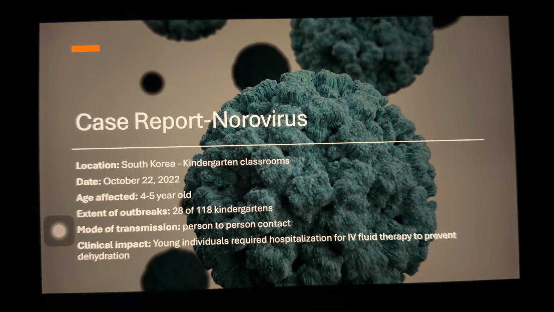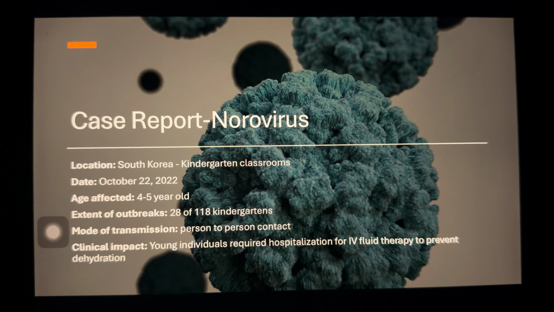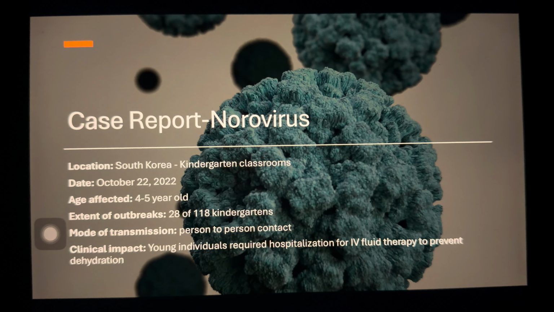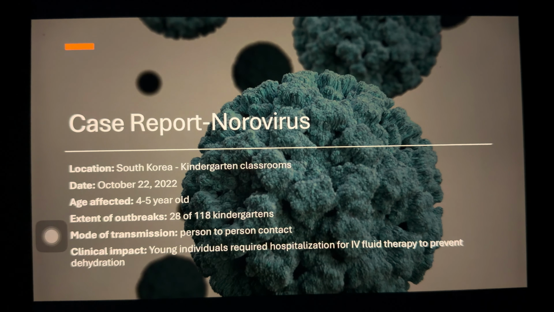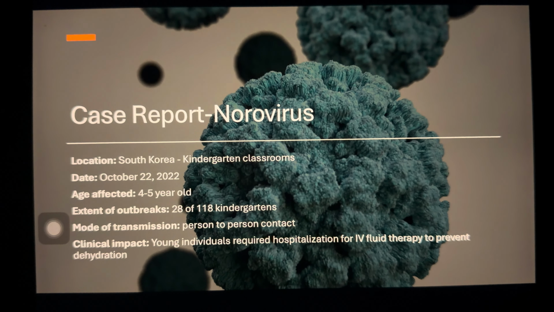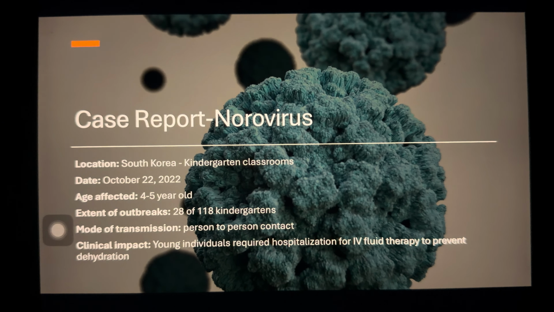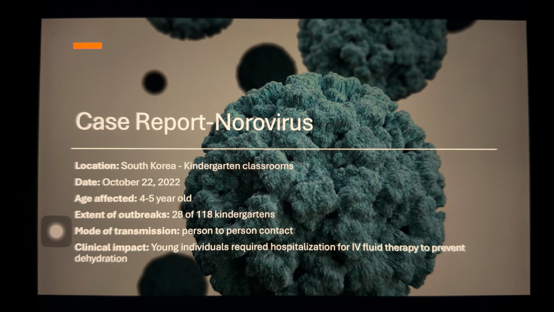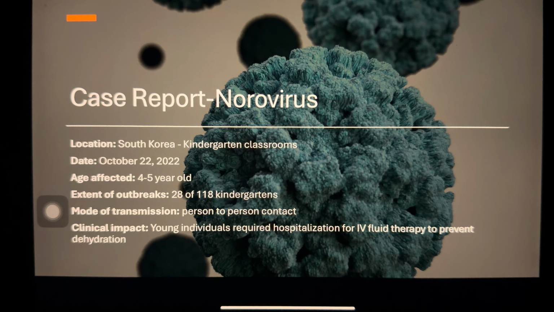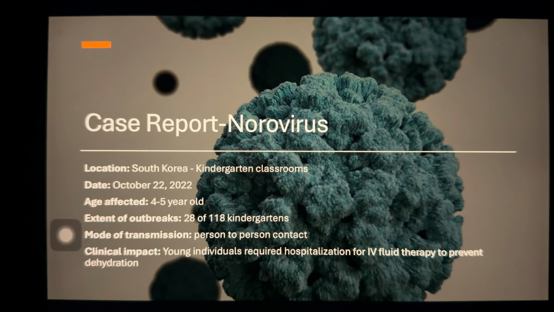Case report of norovirus. The location of this case is South Korea. It was in a kindergarten classroom in October 2022, and it affected 4 to 5-year-olds. There were 28 of 118 kindergarteners affected, and the mode of transmission was person-to-person contact. Clinical impact for a young individual requires hospitalization for IV fluid therapy to prevent dehydration.